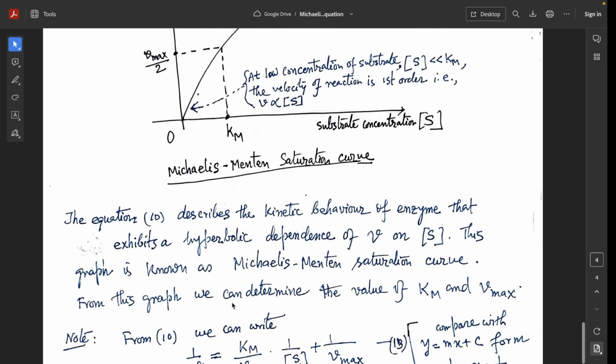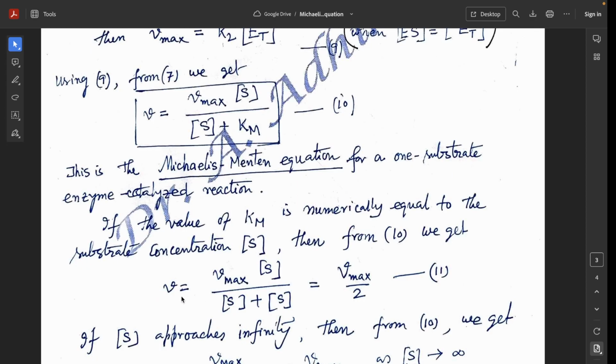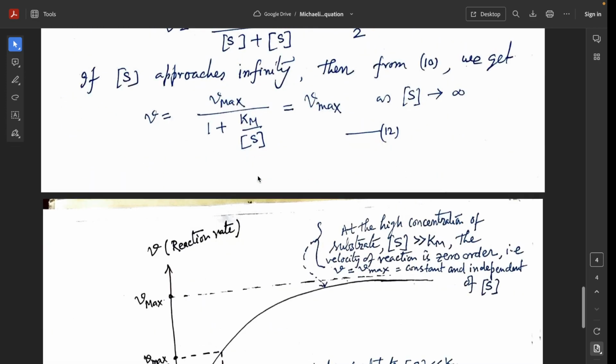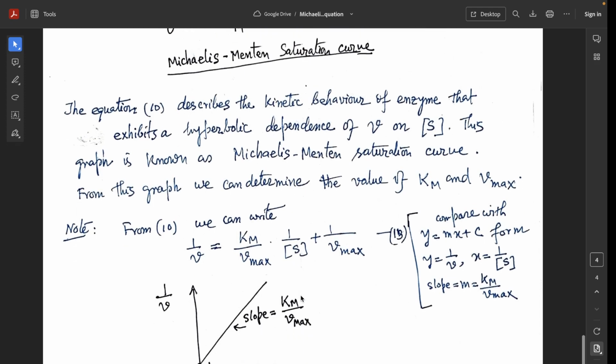Note that from equation 10 we can easily write, by taking the reciprocal, 1 by V equals the concentration of S plus Km, whole divided by Vmax times the concentration of S. After simplification, we get 1 by V equals Km by Vmax times 1 by the concentration of S, plus 1 by Vmax. Comparing with the y equals mx plus c form, y equals 1 by V and x equals 1 by the concentration of S. So the slope is Km by Vmax.